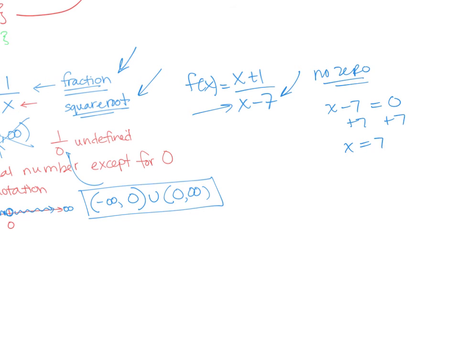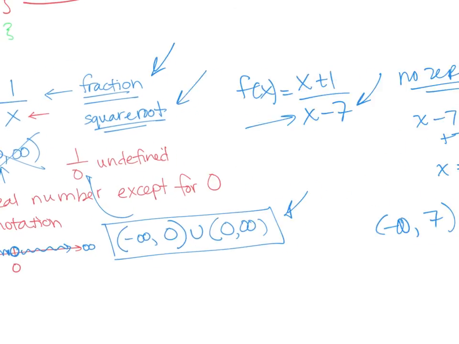Some of you can just look at that and say, oh, well, 7 would make it 0 on the bottom, so we wouldn't want that. It's going to look similar to what we just saw with our interval notation, but it'll be negative infinity to 7 union 7 to infinity. So there's like a little hole at 7. We don't want to include that number.